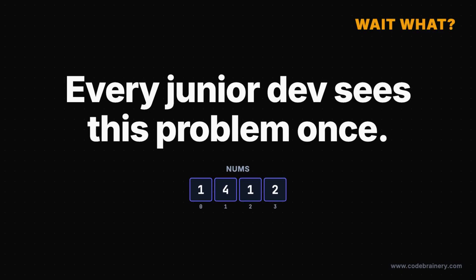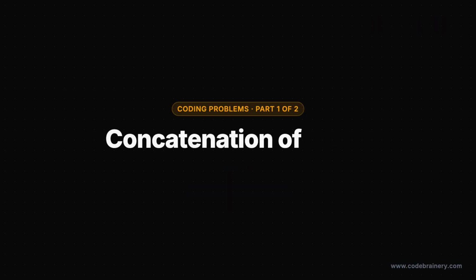Every junior dev sees this problem once. And most of them write it twice as slow as they need to. The fix is one line. But only if you understand the first version first. Concatenation of array. Part 1.